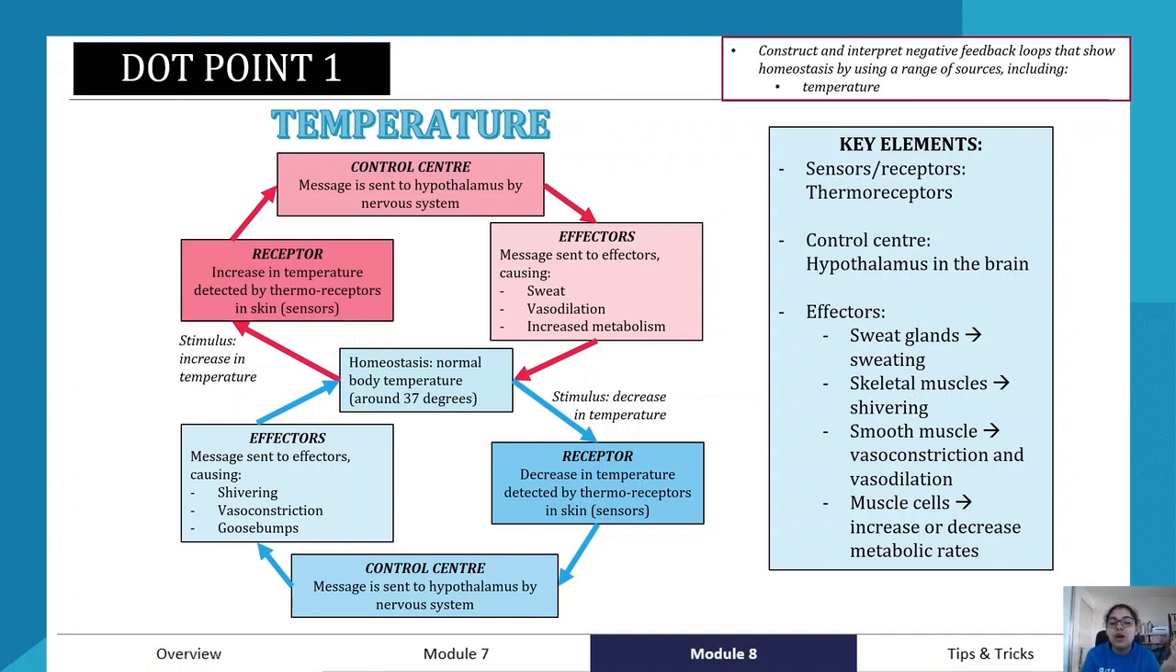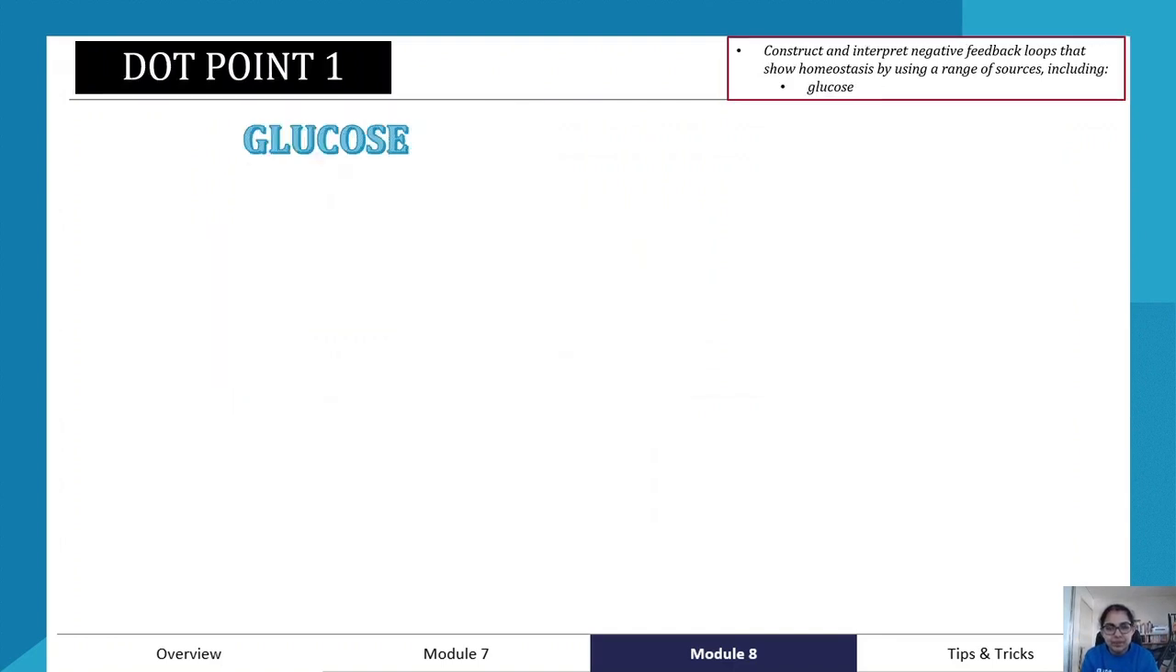Smooth muscles will either vasoconstrict or dilate. They're going to cause vasoconstriction or vasodilation. And muscle cells, they're going to increase or decrease the metabolic rates. Okay, that's the temperature homeostasis.